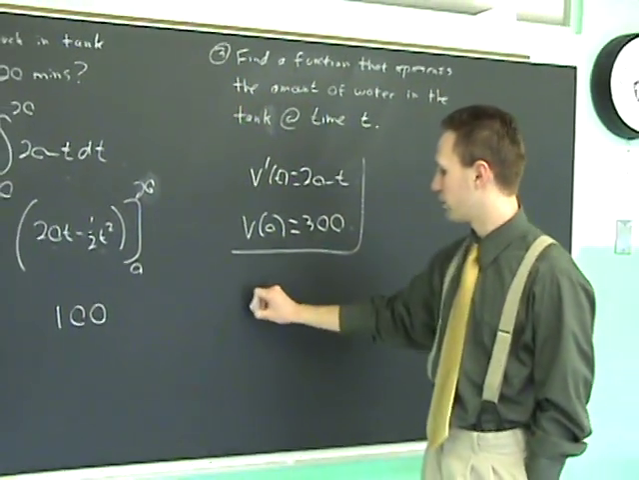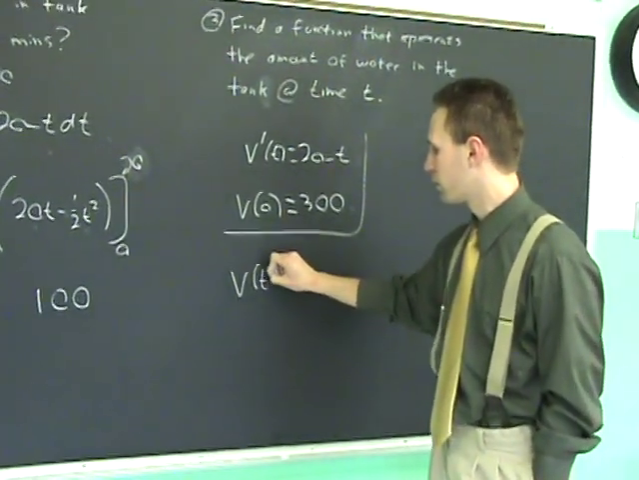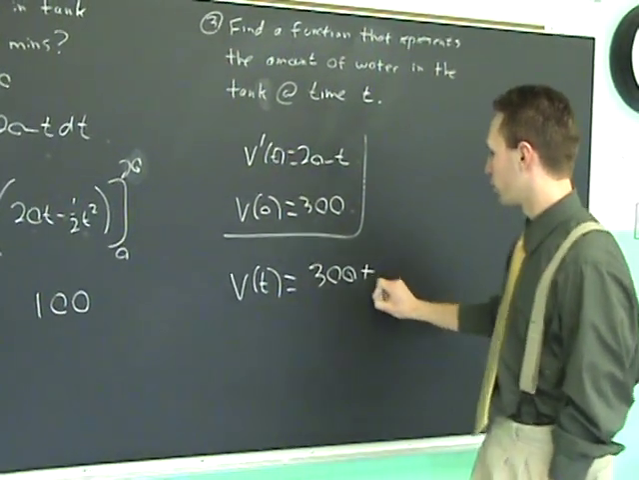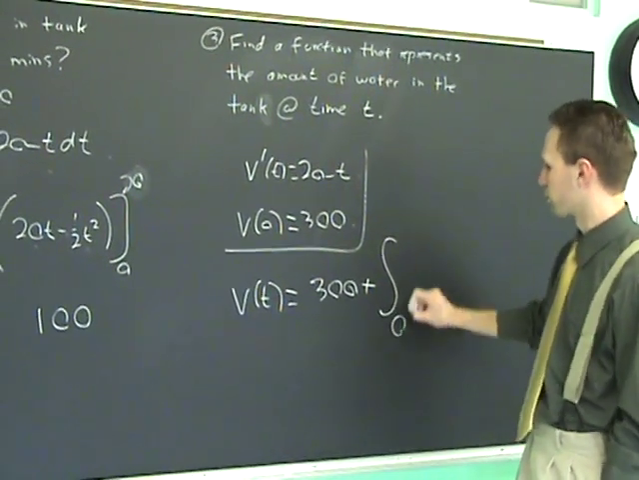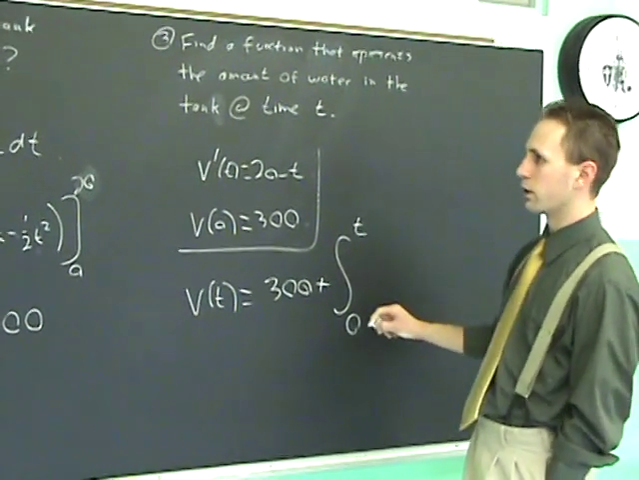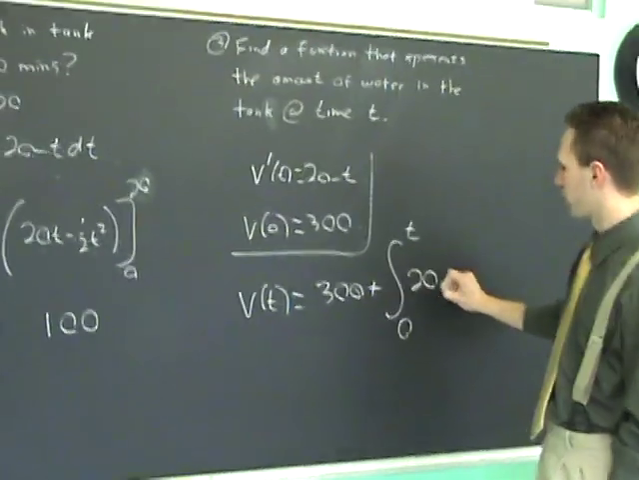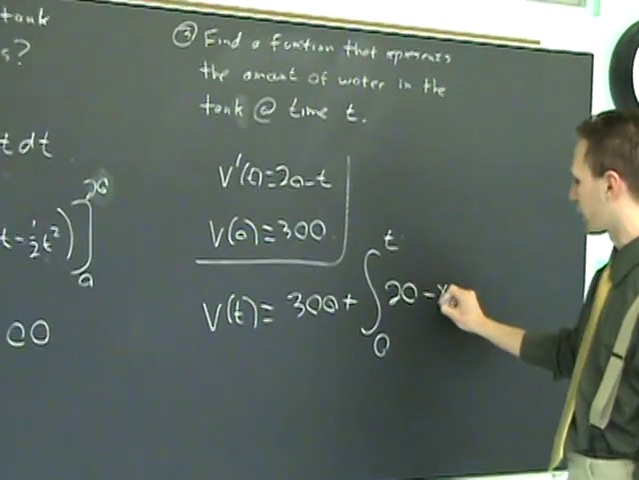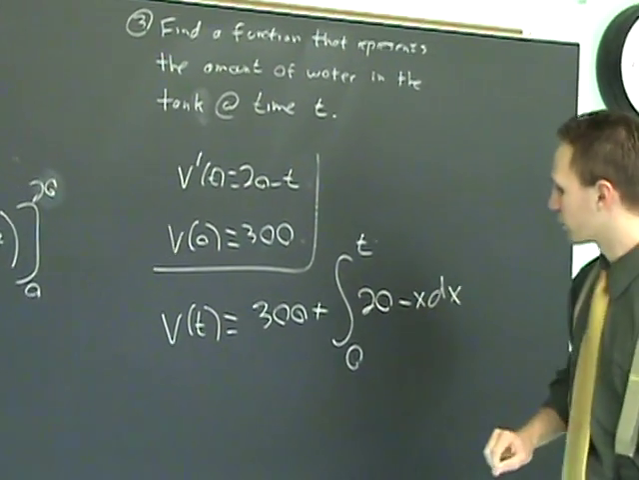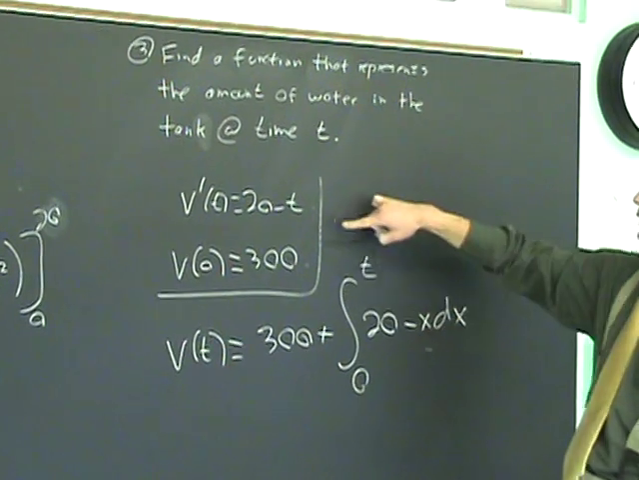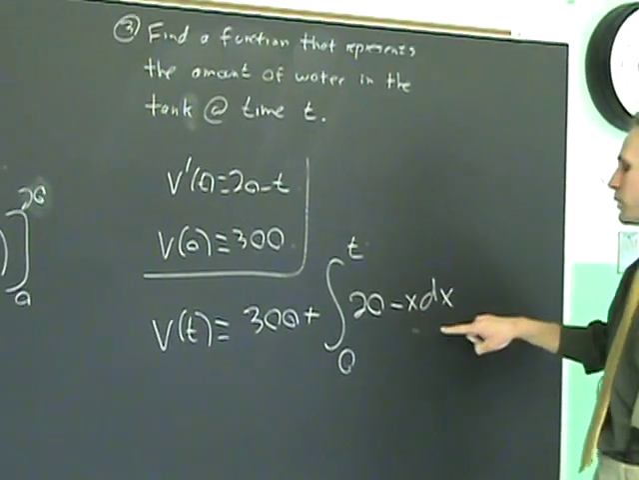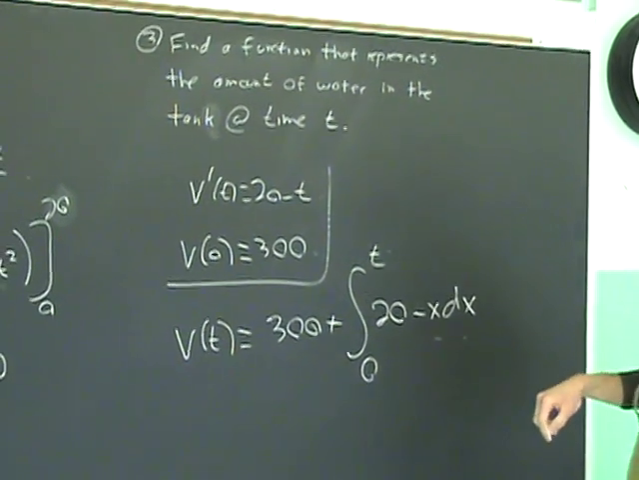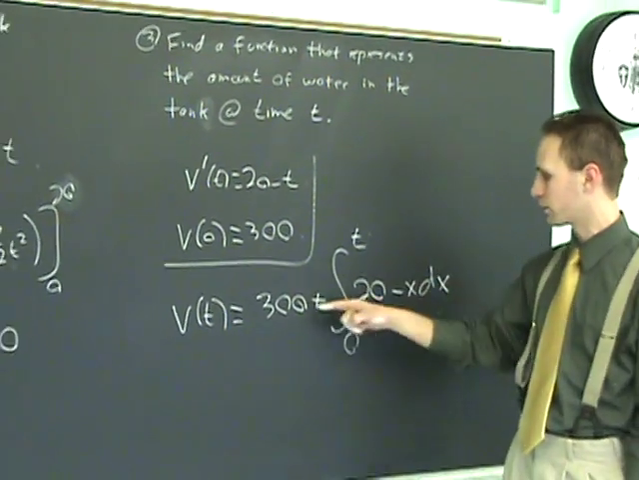The volume in the tank at time t, v of t. Again, initial plus change. It's going to be the 300 plus the change, which is the integral from 0 to t of 20, not 20 minus t, because we already used t for the variable here, so 20 minus x dx. You see that this function satisfies these two conditions. If you differentiate this, you do indeed get 20 minus t from the second fundamental theorem, and if you plug in 0, you get 300.